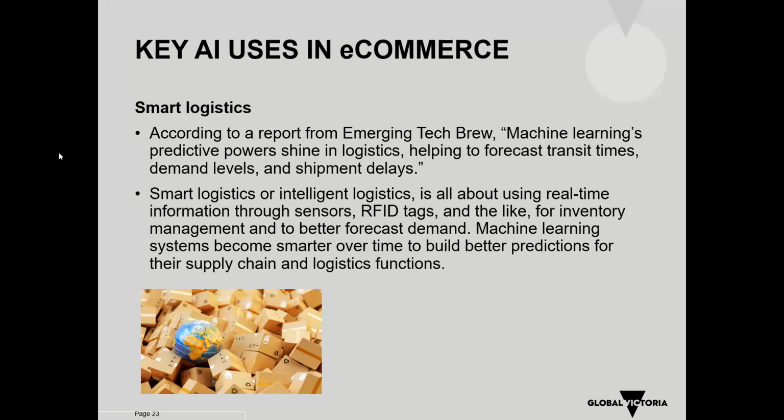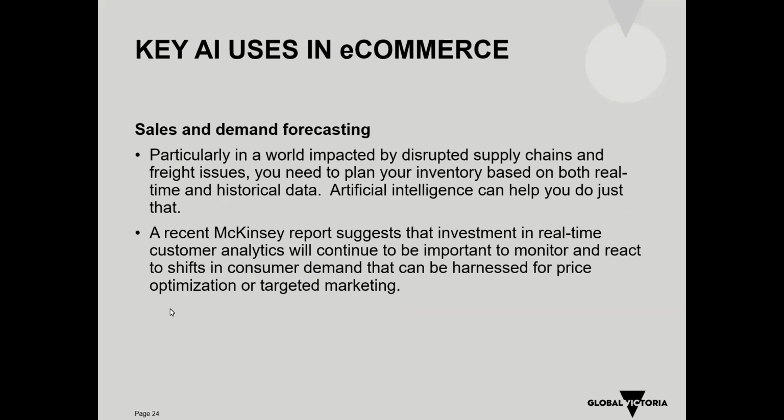And this includes RFID tags and the like, which will help you to manage inventory and forecast demand. Now, machine learning systems, again, as we've already discussed, become smarter over time. And the smarter they become, the better their predictions are. And while we're predicting, that brings us to sales and demand forecasting.